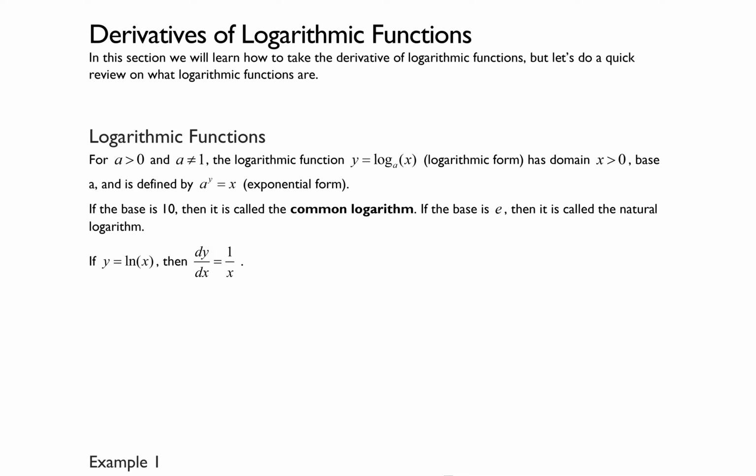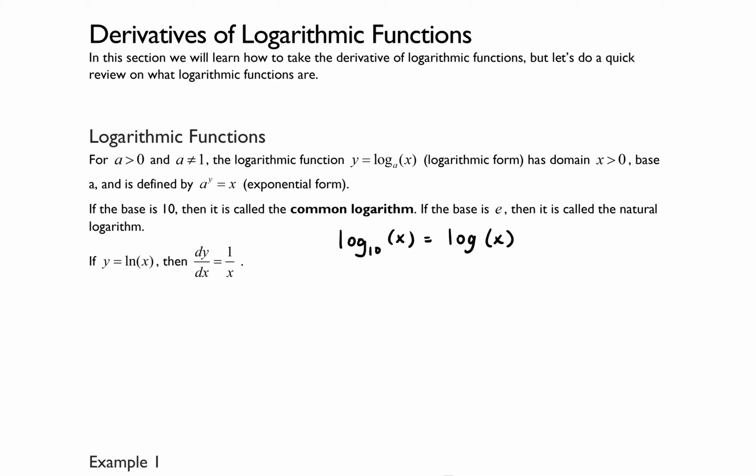If the base is 10, then it is called the common logarithm. If the base is e, then it is called the natural logarithm. Now, these are the most popular types of logarithms to use. And so if you were using the common logarithm, you'd have log base 10 of x like that. However, we use it so much that we just drop the 10. So this is equivalent to just log of x like that. So we just drop the 10, and that is known as the common logarithm.